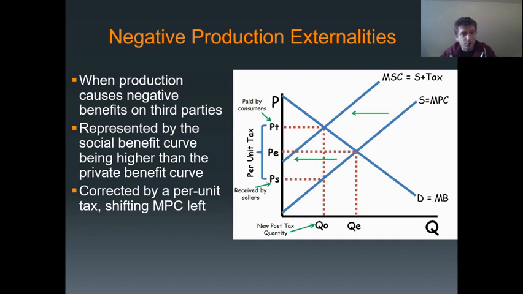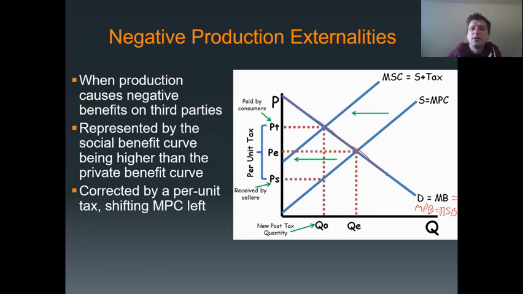If you have a negative production externality, this is the flip side of it. This is when you have negative benefits on third parties. So this is when you're causing harm to third parties. So here, once again, we have demand equals marginal benefit. That is both marginal private benefit and marginal social benefit. All of those are that demand curve.